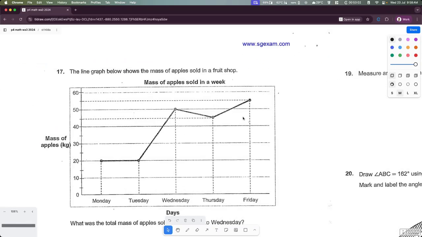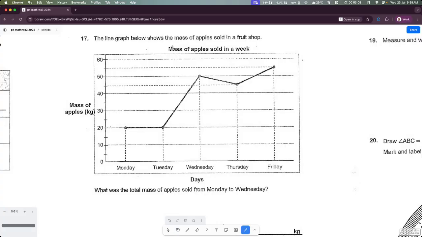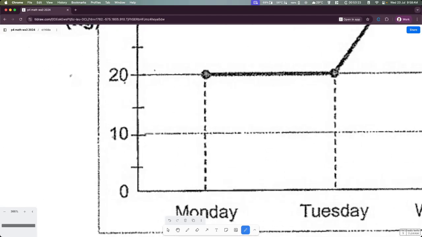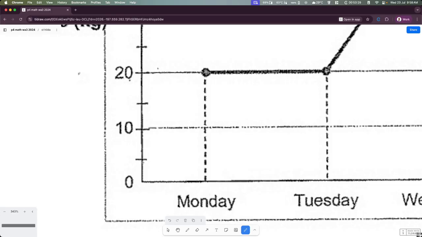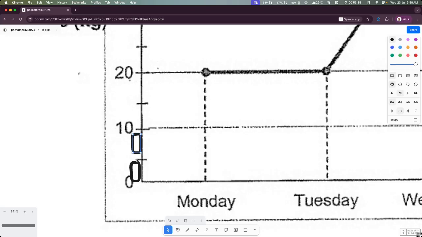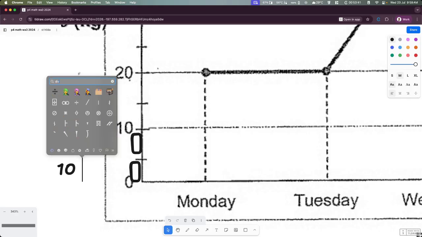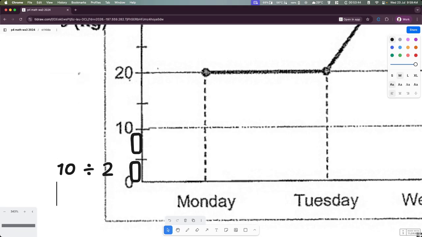Question 17 is, the line graph below shows the mass of apples sold in the fruit shop. So mass of apples, that's what you see over here. Like I mentioned before, when you see a graph, we always want to put the numbers. Before looking at the graph, we also want to see the different points of the graph. In this case, we have two gaps before number 10. So if there are two gaps, it's 10, and we divide it by 2.